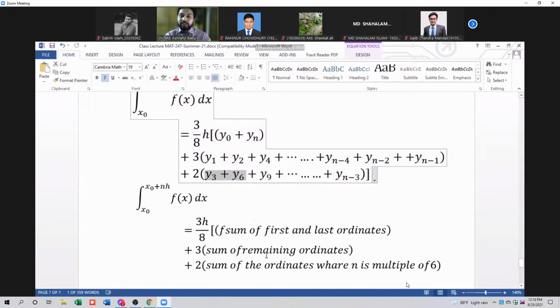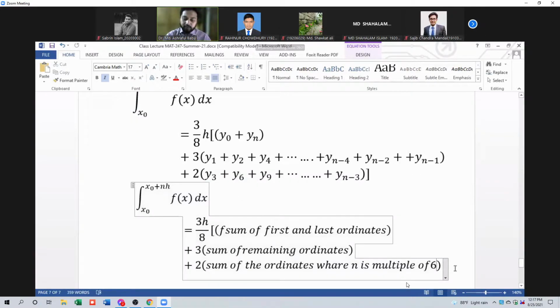Because if you consider the position of the multiples of 3, then it will be y4, y5, y2, y5, and y7. These are the terms actually. You understand? So this is not the position. In that case, these are not the position. This is actually the subscript of y.